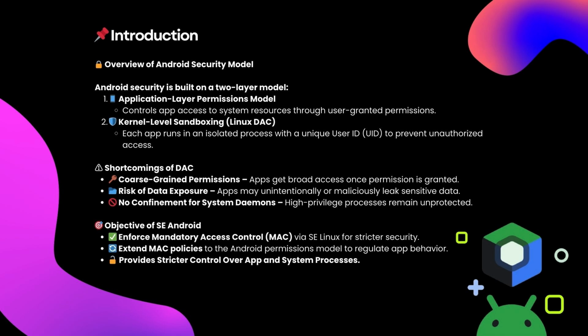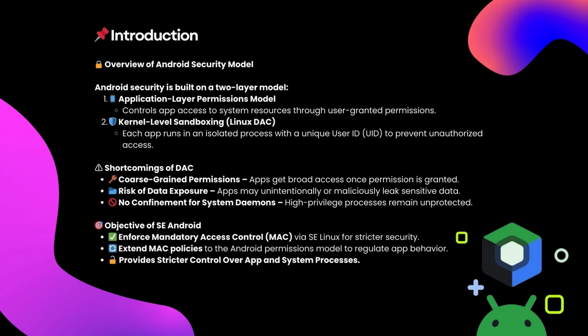The goal is simple. Replace DAC's loose security model with a stricter, more controlled approach. SE Android introduces three major improvements. Instead of trusting apps to behave correctly, SE Android enforces security rules at the system level, ensuring that even privileged processes follow strict policies. This means that, instead of just relying on user-granted permissions, SE Android adds an extra layer of security that controls how apps behave even after getting permissions. No more high-privileged daemons running unchecked. SE Android confines them within security boundaries, limiting potential damage if they get compromised.